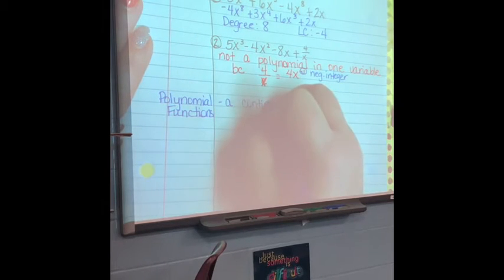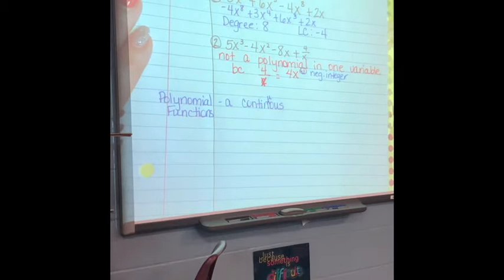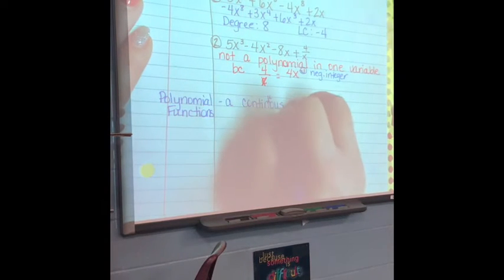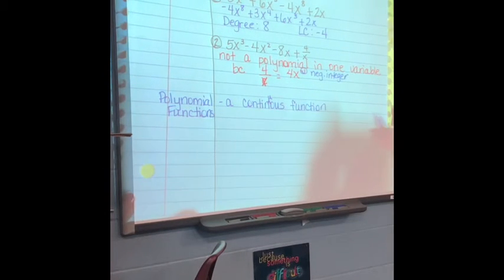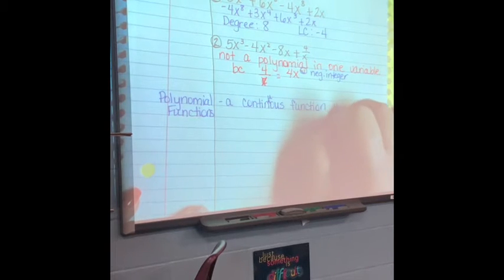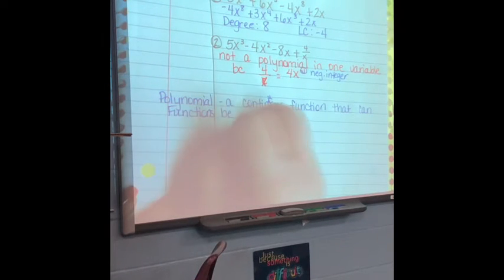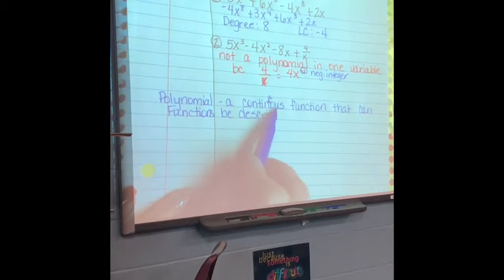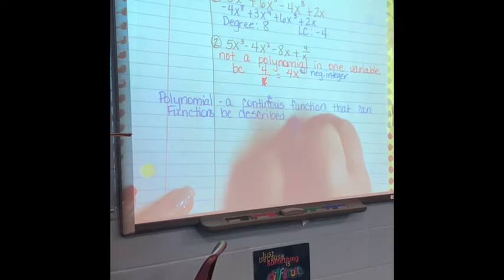Missed a U. Sorry. Continuous, yep. It's a continuous function that can be described as a polynomial equation in one variable. How do you spell continuous? C-O-N-T-I-N-U-O-U-S. I missed a U. Good thing I'm not the spelling teacher, right?